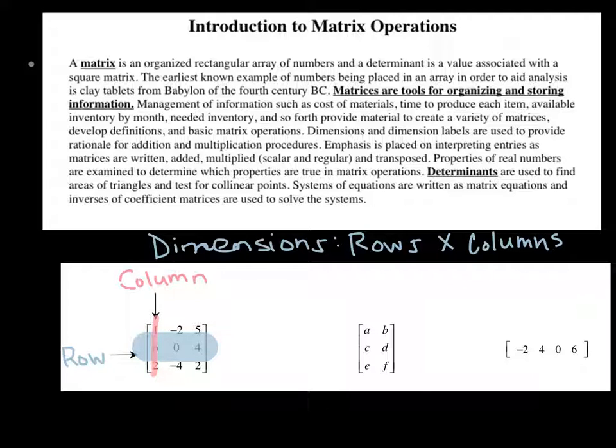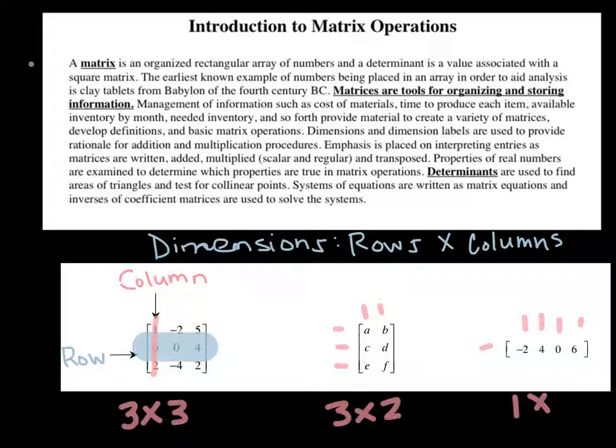So that first matrix, it's a square matrix, but it would be 3 rows by 3 columns. Your second one is 1, 2, 3 rows by 2 columns. So 3 by 2 matrix. And your last one is 1 row by 1, 2, 3, 4 columns. So 1 by 4 matrices. So those are your dimensions. That's how we label our matrices.